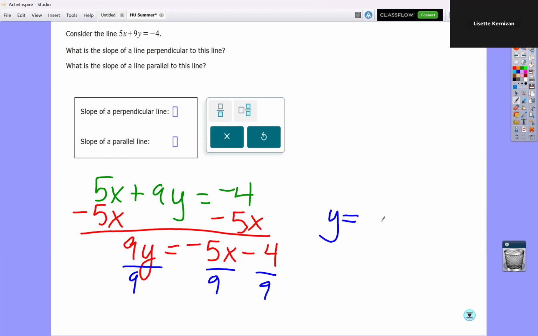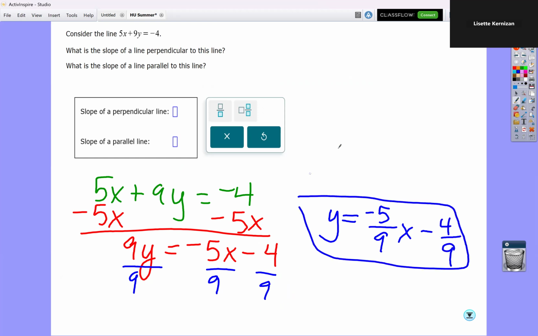So I end up with y equals -5/9 x minus 4 over 9. If the line is perpendicular, remember it's the negative reciprocal. So you're going to flip it, 9 over 5. And if it's negative, then we keep it positive. If it's positive, you make it negative. So the perpendicular line is going to be 9 over 5. A parallel line has the same slope, so -5/9 would be the slope for a parallel line.